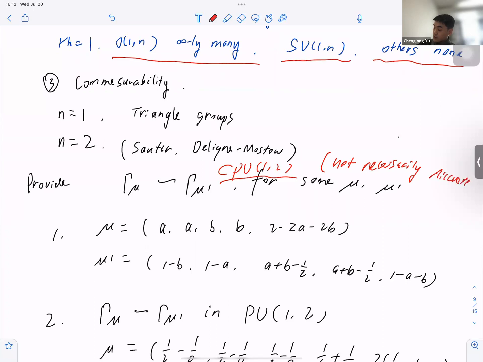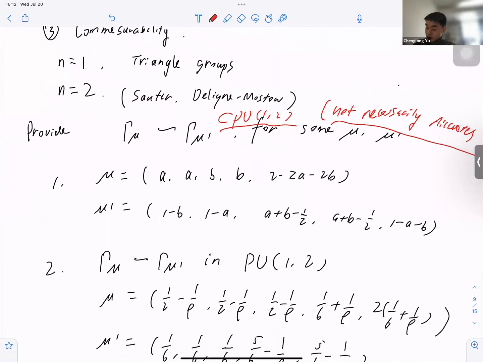So their result also applies to non-discrete examples. The first example, or their results, are classified in two categories. One has two parameters, A and B. So mu is equal to A, A, B, B and 2 minus 2A minus 2B. And the other one is in this very weird form.